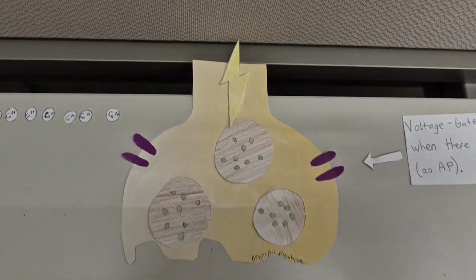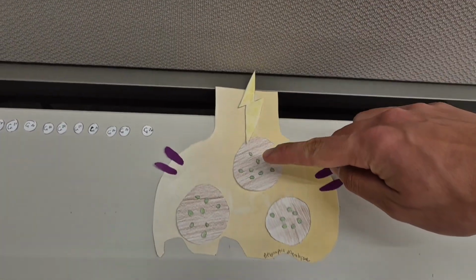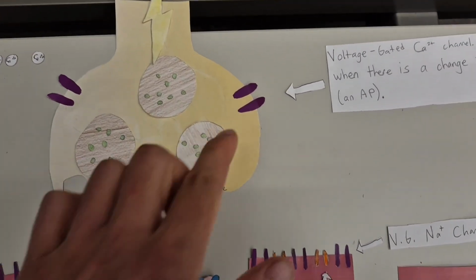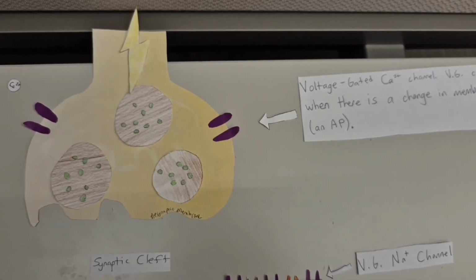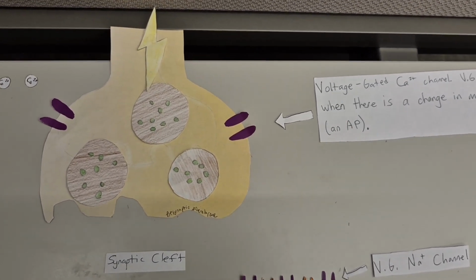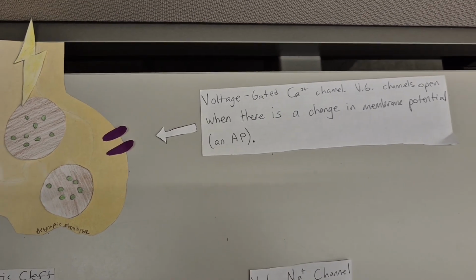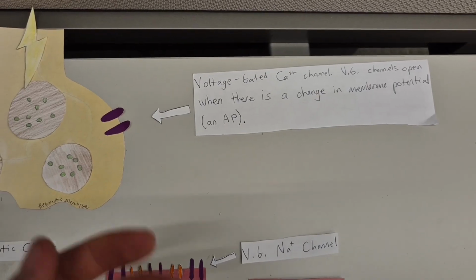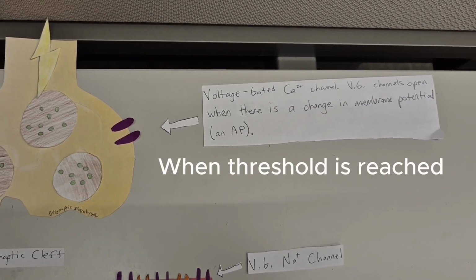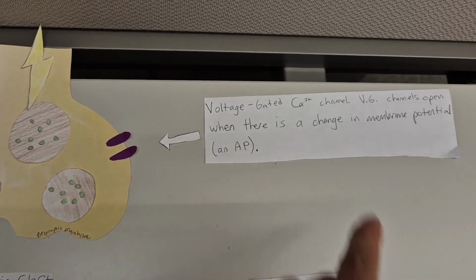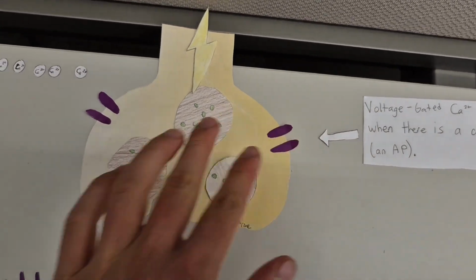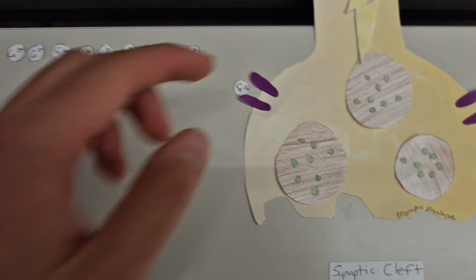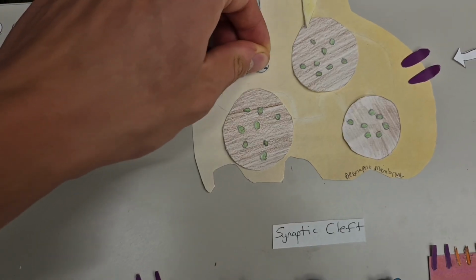So to start out with, we have an action potential that comes down the neuron that is connected to the sarcomere. This action potential opens up voltage-gated calcium channels on the axon terminals. A voltage-gated channel is going to open whenever there is a change in membrane potential, which is another way of saying an action potential is there. In this case, it is a voltage-gated calcium channel that's going to open up on the axon terminal, and it's going to cause calcium ions to come into the presynaptic terminal.